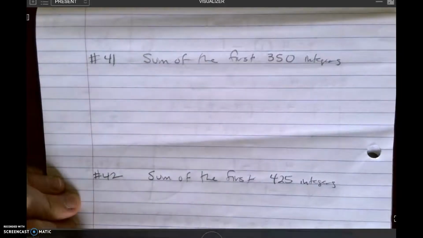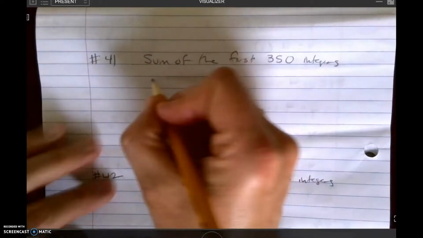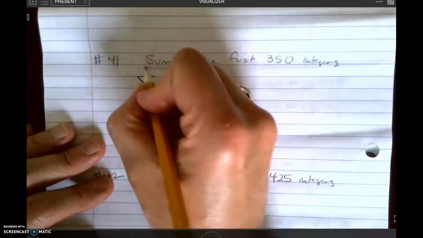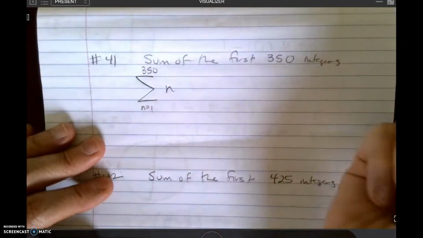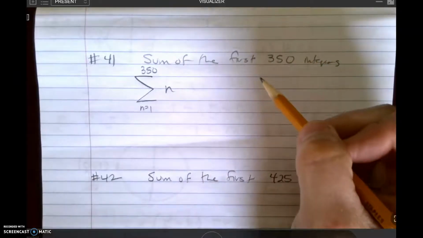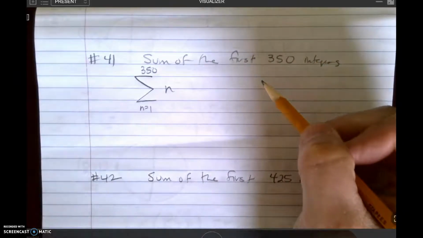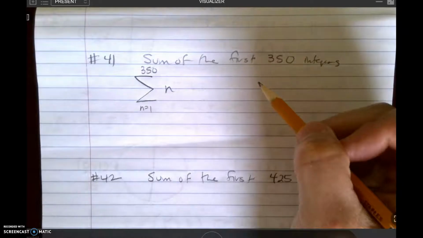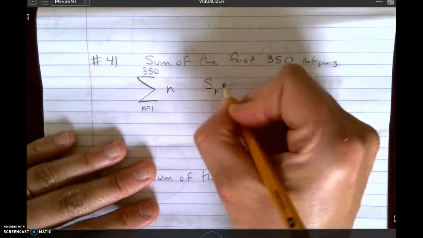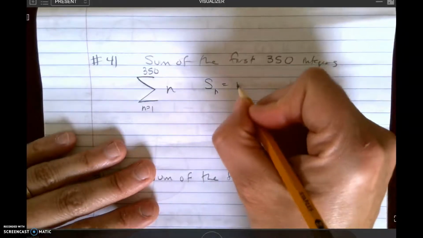So 41 asks us to find the sum of the first 350 integers. So that would be from n equals 1 to 350. An integer is just n. Since each time you go to the next integer, you're increasing by 1, that's an arithmetic sequence. You're adding 1. So we're going to use the arithmetic formula for adding up all the terms.